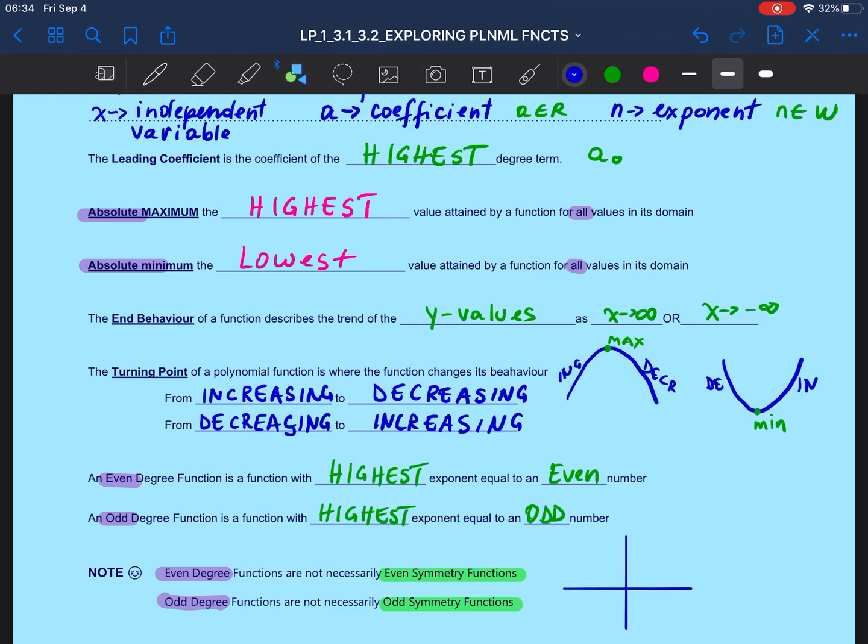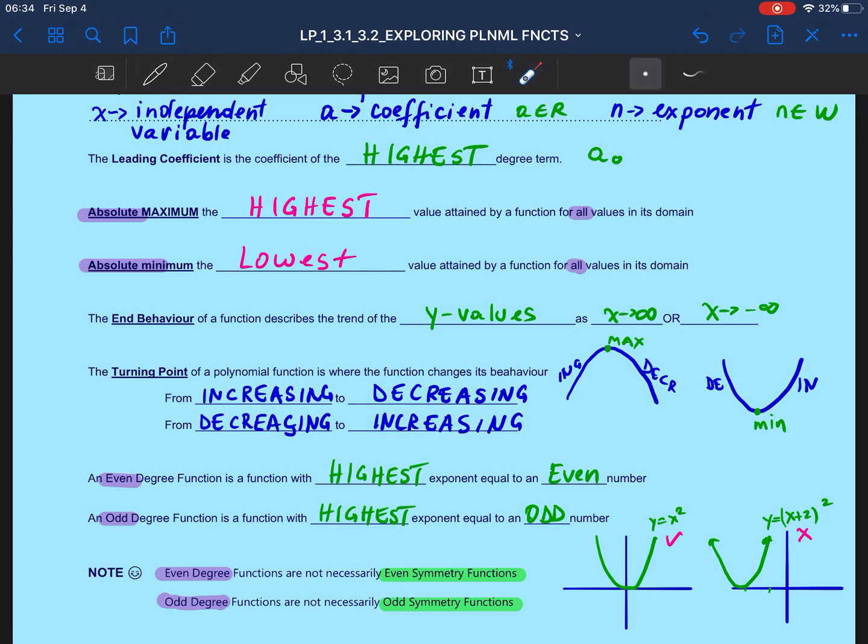So here we have two even degree functions, y equals x squared and y equals (x plus 2) squared. Both these functions are even degree. That's because the highest exponent is 2, which is an even number. However, y equals x squared has even symmetry, whereas y equals (x plus 2) squared does not have even symmetry.